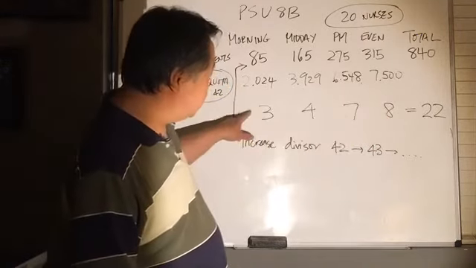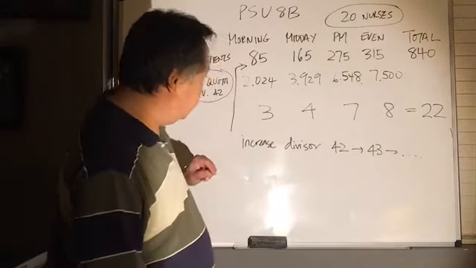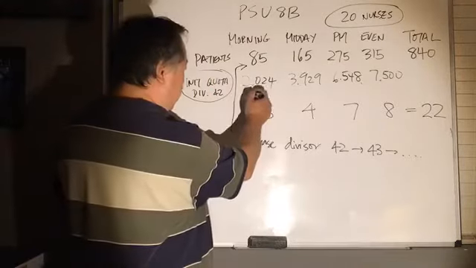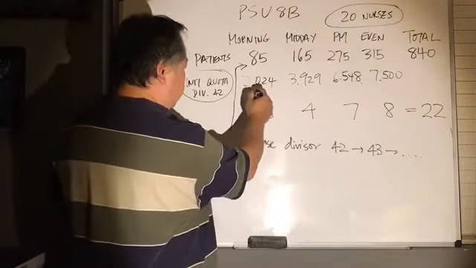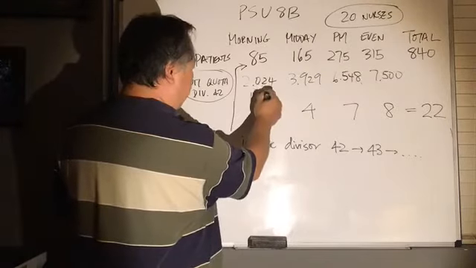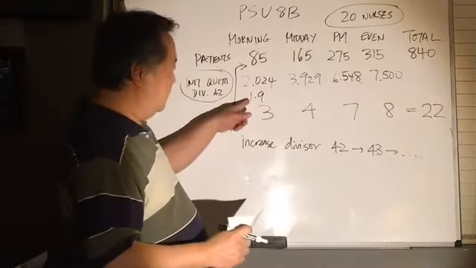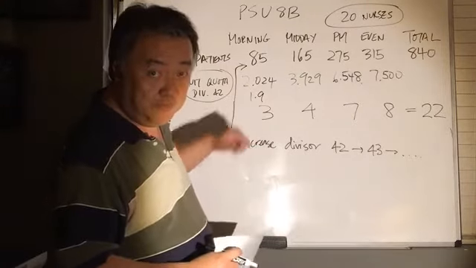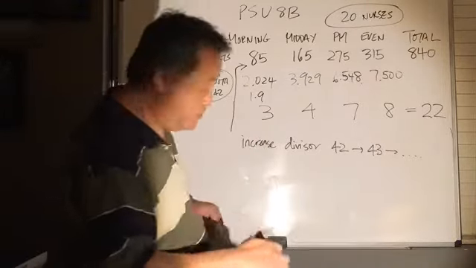Now remember, this is rounding up. So for this number to drop, for example, you probably want to get it to be like 1.9 something something. Then this will go from 3 to a 2. All right, so adjust the divisor.